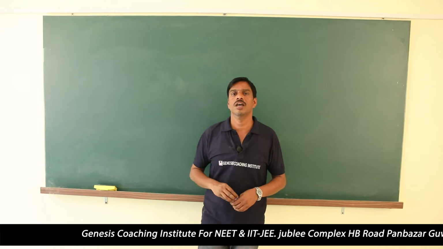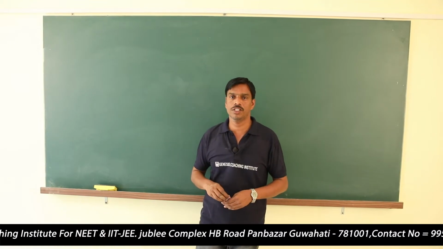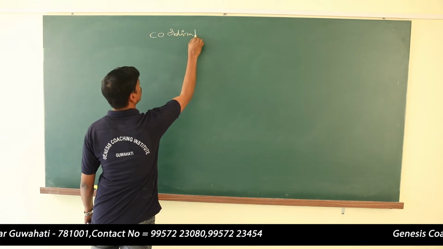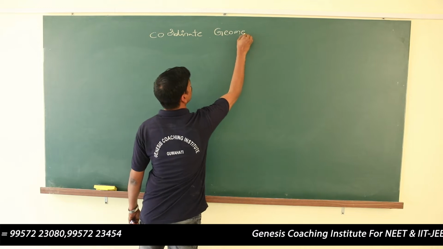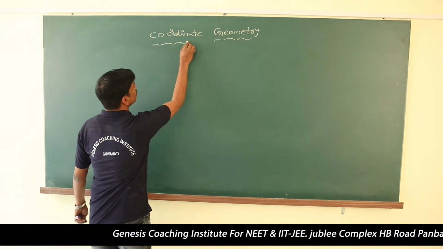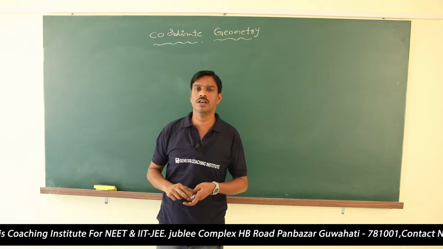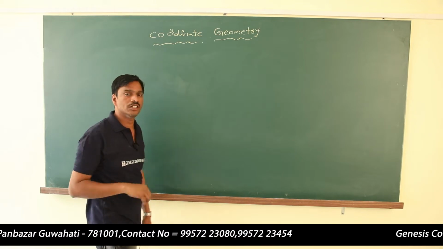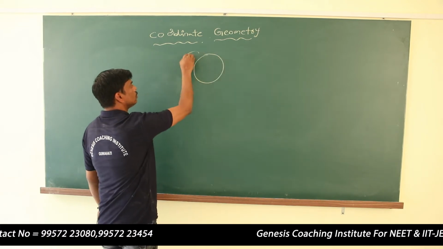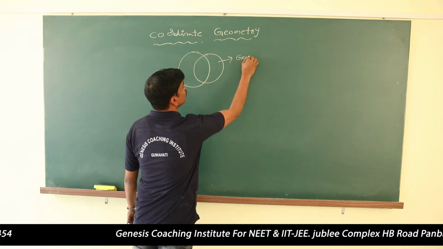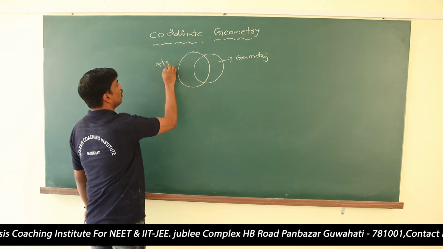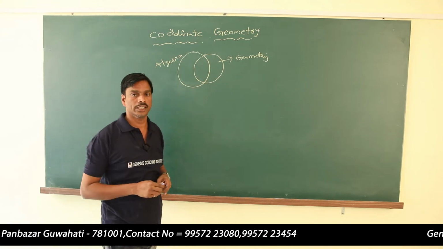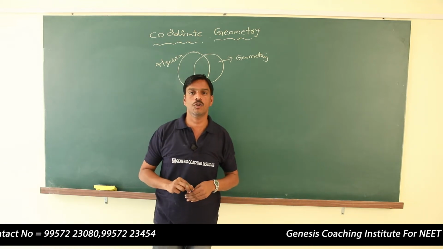So today we are going to discuss two-dimensional geometry, the coordinate geometry. What is coordinate geometry? Actually, coordinate geometry is the combination of geometry and algebra. Here we will discuss coordinate geometry, that is the intersection of geometry and algebra. Next we are going to discuss the important system, that is the rectangular coordinate system.